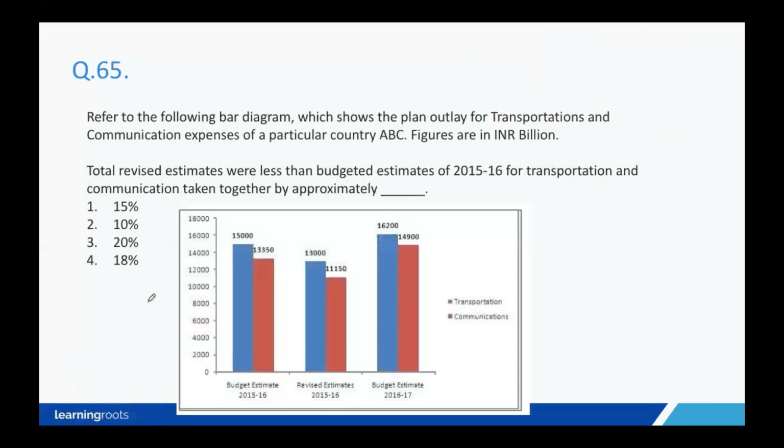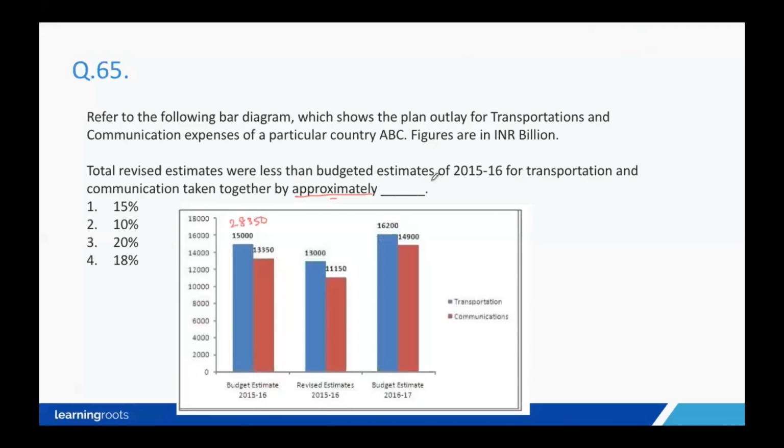Coming to question number 65. Refer to the following bar diagram, which shows a plan outlay. Total revised estimates were less than budgeted estimates of 2015-16 for transportation and communication taken together by approximately. So approximately, so I can approximate the numbers. So anyway, let me add up these numbers.